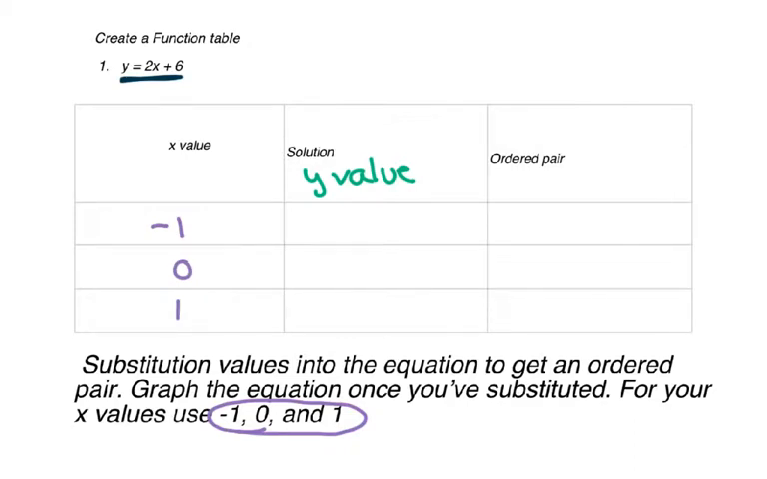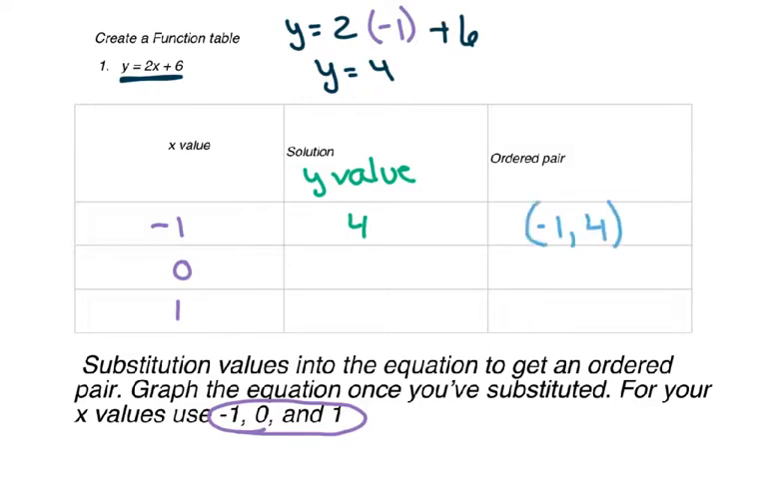So here, that means I'm going to plug in. So I've got y equals 2 times -1 plus 6. So 2 times -1 is -2 plus 6 is 4. So my first y value is 4. So that means my ordered pair is (-1, 4). Remember to put parentheses around the ordered pair.